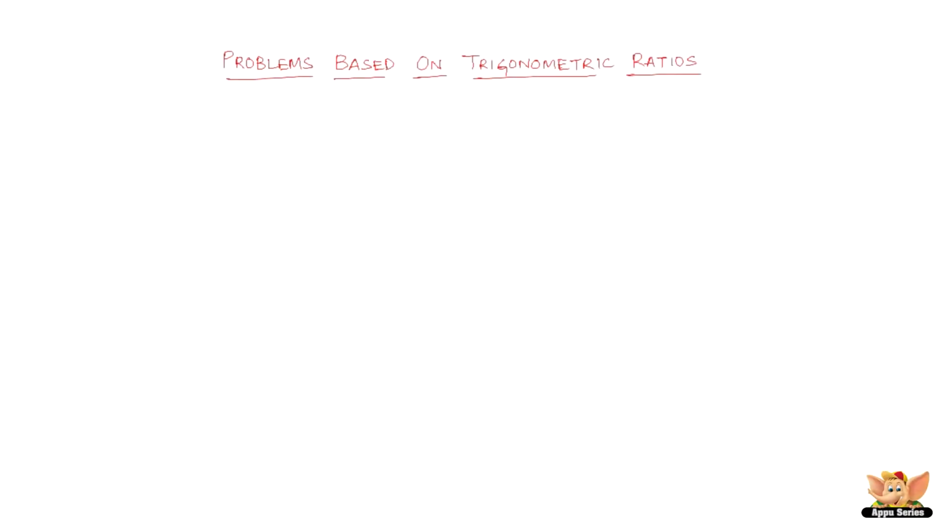In this video, let us solve more problems based on trigonometric ratios. So here we have the question. It reads like this. An equilateral triangle is inscribed in a circle of radius 6 centimeters. Find its side. So what we have to do in this problem is find the length of the side of the equilateral triangle that is inscribed in a circle of radius 6 centimeters.